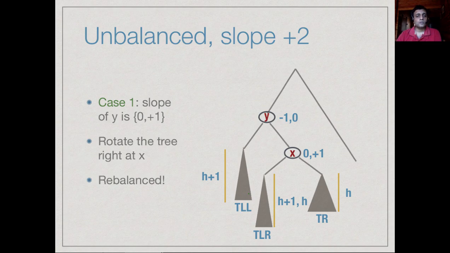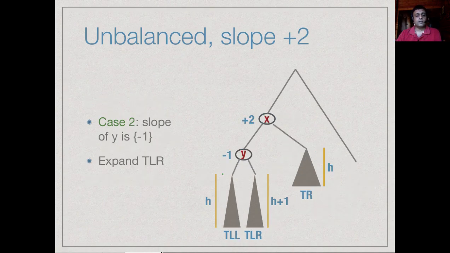But now if you look at the slopes, we have just inherited the slopes from what we knew: the height of TLL was H plus 1, TLR was H plus 1 or H, and TR is H. So the overall height at this point is either H plus 1 or at most H plus 2. If it is H plus 2, then the slope at Y is minus 1. If it is H plus 1, then both sides are H plus 1 and the slope at Y is 0. And if we look at X, here we have H or H plus 1, and here we have H, so the difference is either 0 or plus 1. So X is now balanced, Y is balanced, and by assumption, inductively, all the gray subtrees are balanced. So by one right rotation, we have rebalanced the tree.